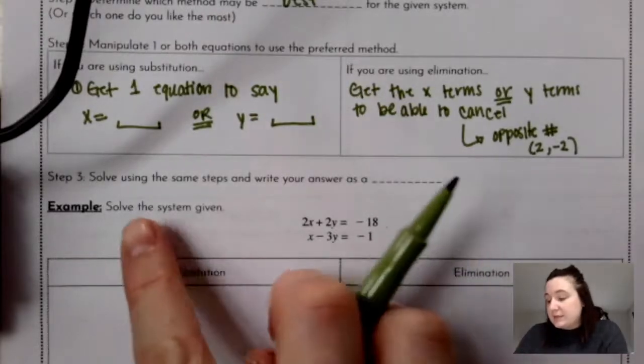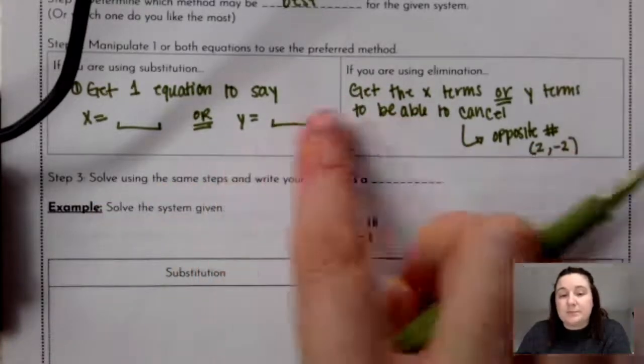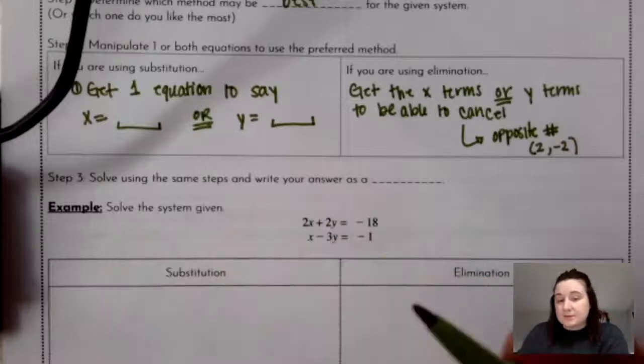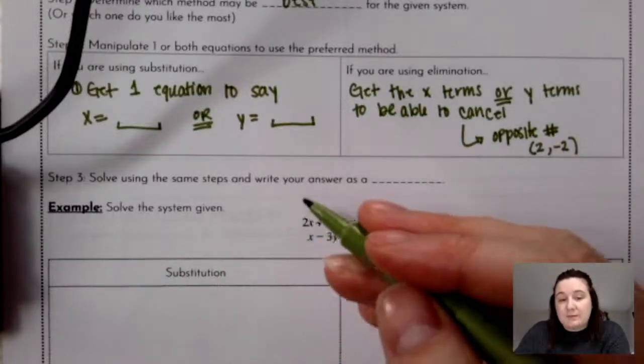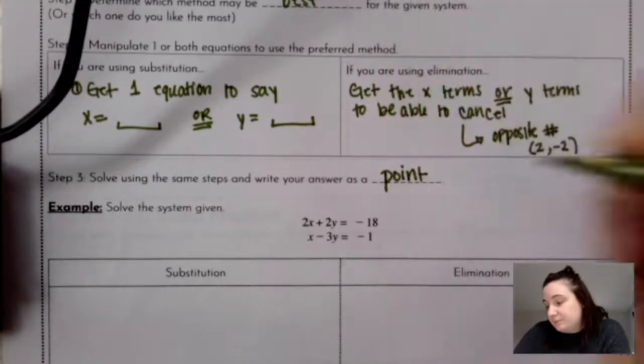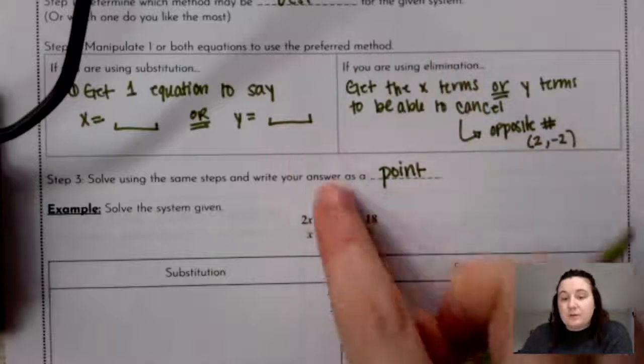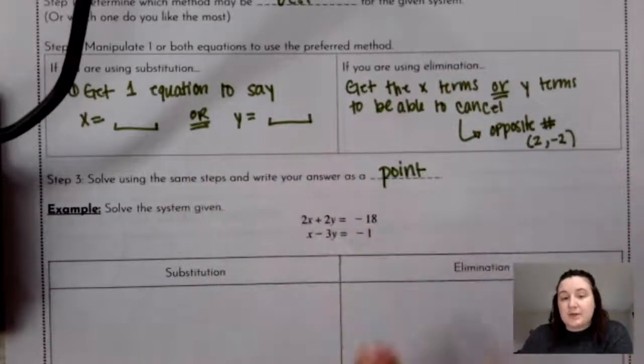And then our final step is just to do that. Once we manipulate and get it set up correctly, it's the same as the 2.0. Solve using the same steps as the 2.0 and write your answer as a point. If you don't have all these notes, pause it and make sure you have everything written down, and then we're going to do this example together.